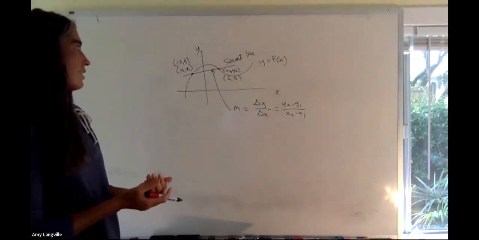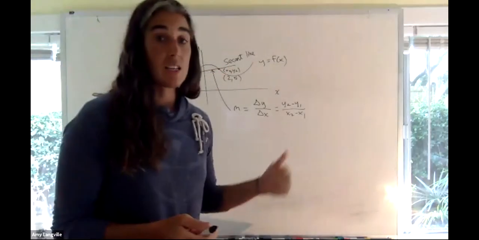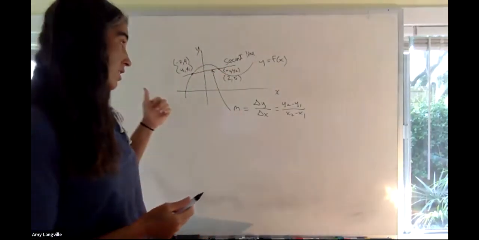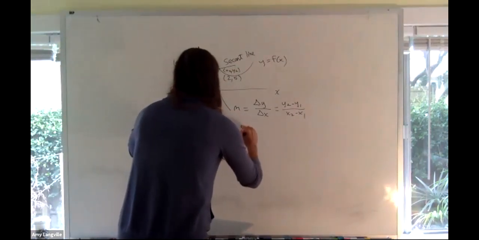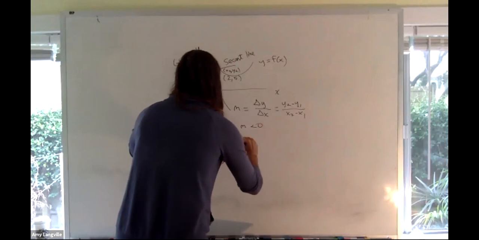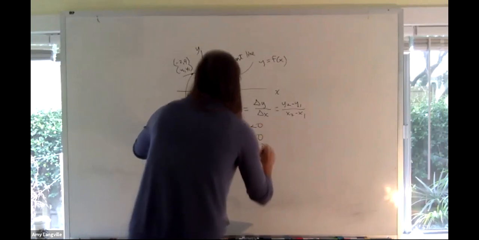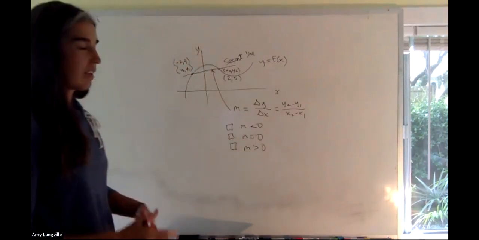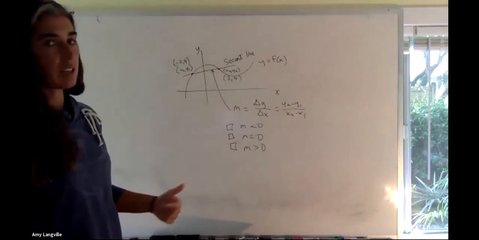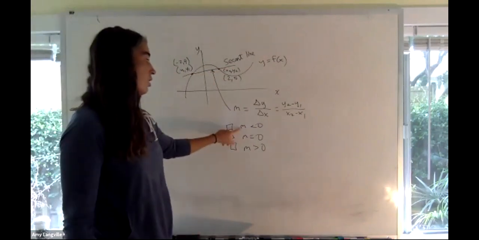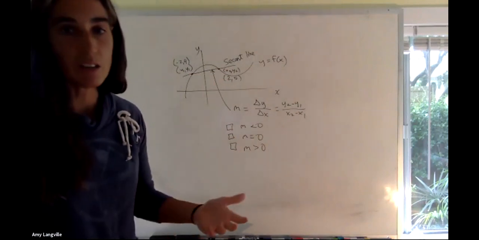But one thing you can say from the way I've drawn the picture is, for this line, is the slope less than 0, equal to 0, or greater than 0? So just take a moment, think about that. Given this picture, my secant line is here. Is the secant line's slope negative, 0, or positive? Okay, hopefully y'all got that answer.